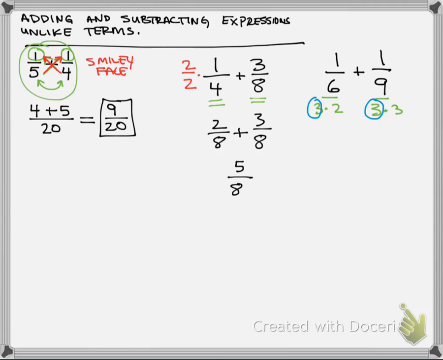So since they both have a 3, I'm going to multiply each fraction by what they don't have. So this fraction, I'm going to multiply the top and bottom by 3 over 3. On the second fraction, I'm going to multiply the top and bottom by 2 over 2. In doing that, I'll end up getting 3/18 plus 2/18. Now the denominators are the same, and all I have to do is add the numerators. So I get 5/18.